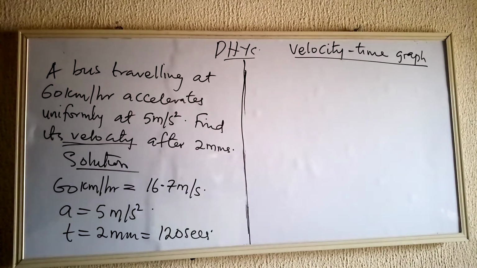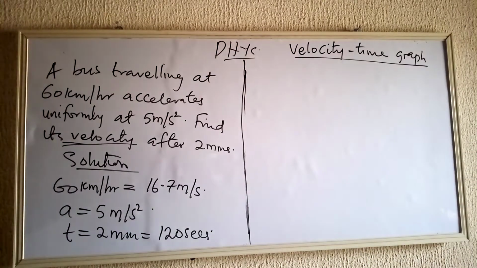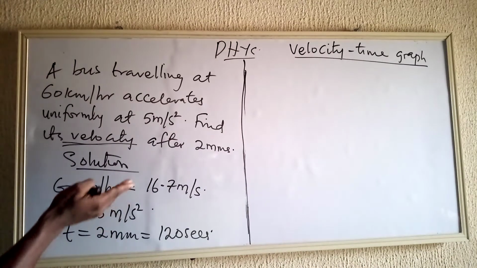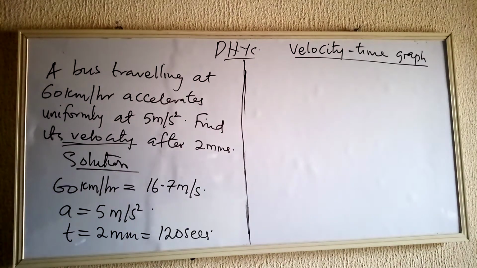A bus traveling at 60 km/h accelerates uniformly at 5 meters per square second. Find its velocity after 2 minutes. The first thing is we have converted the time given in minutes to seconds. Then we have converted kilometer per hour to meter per second.